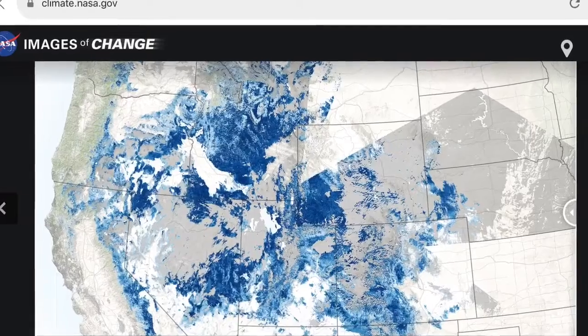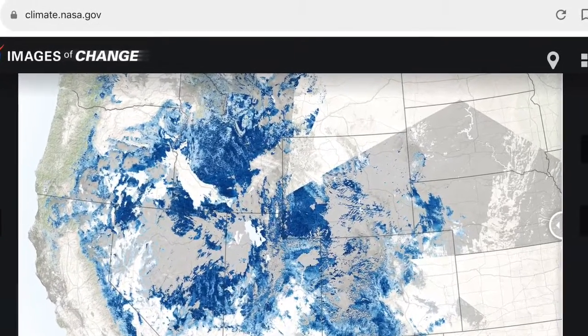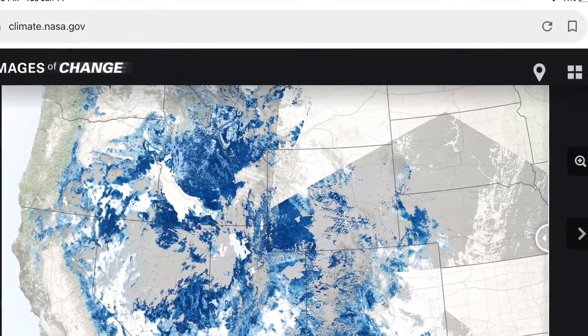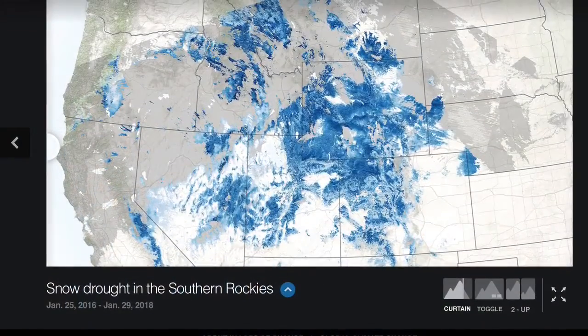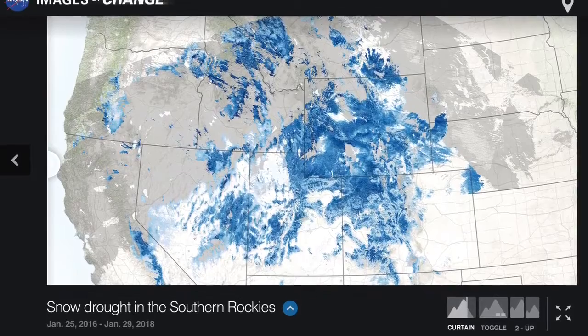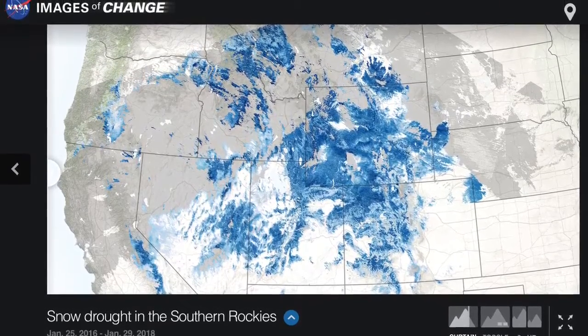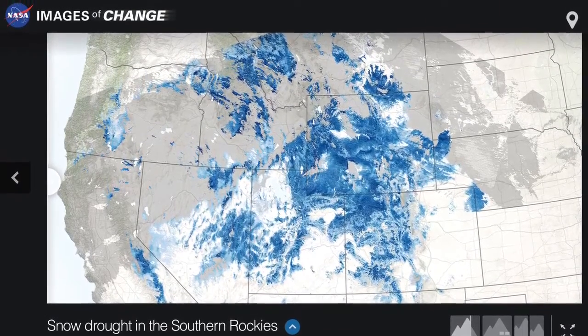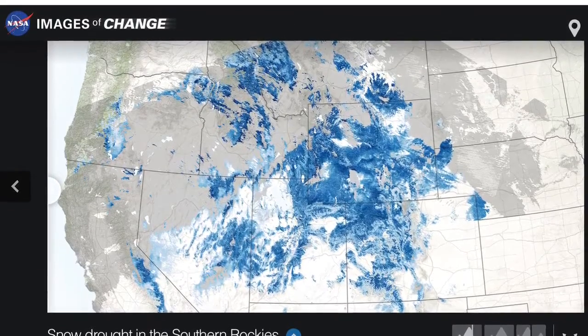Another example is the lack of snow in the Southern Rockies. Between 2016 and 18, there has been a severe lack of snow in the southern region of the Rockies caused by climate change. As a result, the lack of snowpack contributed to an overall drought in the region.